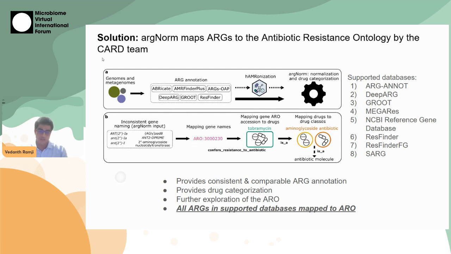Furthermore, by leveraging the resistance information available in the ARO, argNorm also provides drug categorization for antibiotic resistance genes. Moreover, by using other Python libraries such as Pronto with argNorm's ARO mapping, users can further explore resistance information in the ARO.